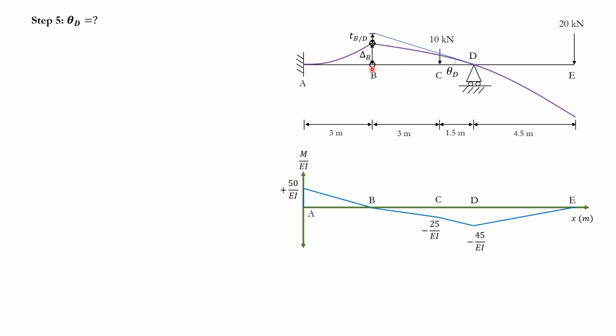So I can write a relationship right there. Theta D is just TB with respect to D plus delta B, divided by the length of BD, which is 4.5. I didn't write tangent because tangent and the angle itself are equivalent in the vicinity of 0. So the idea here is I know delta B, I know the length BD. The only thing I need to find is TB with respect to D using the second theorem.